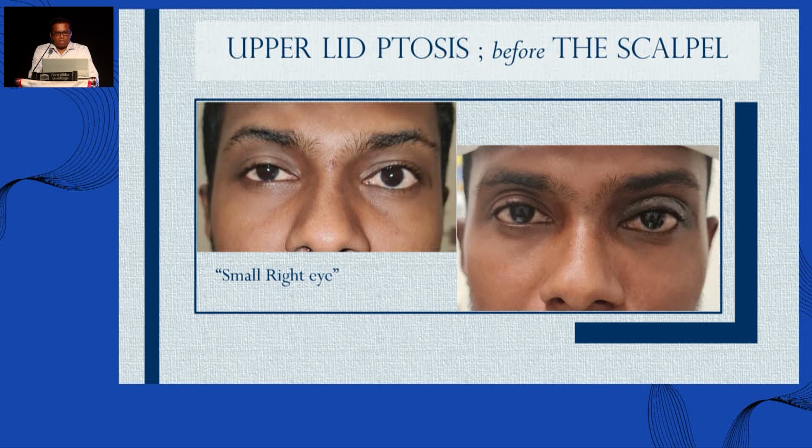To start with, I like to share this patient. The patient came with the right small eye. If you look carefully at the post-op photo, do you see anything odd? I had done the surgery on the other side, the left side, not on the right side. So why? The reason is the patient actually had left upper lid retraction, not the right, the true ptosis.